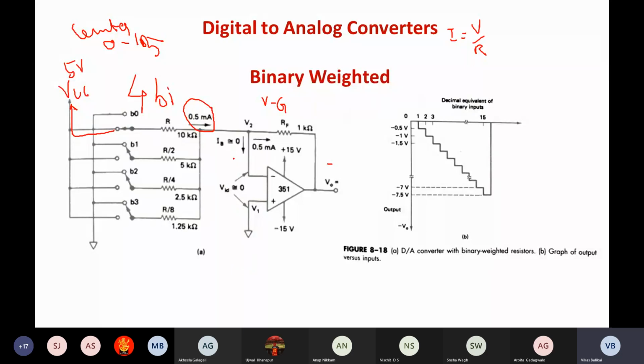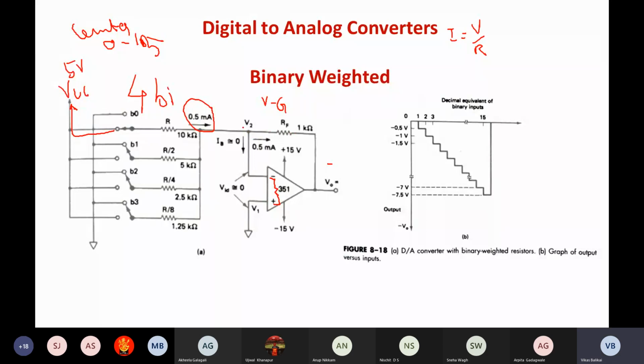Also, input bias currents are very small in nature, so I can equate them to 0, which means no current is flowing over here. Moreover, the input resistance of the op-amp itself is very high, so no current can enter inside the op-amp. So whatever current is flowing from this point through R, whenever it reaches V2, it won't flow inside the op-amp. The current will bypass it and flow through the feedback resistor RF. And the current in RF is also 0.5 milliampere.